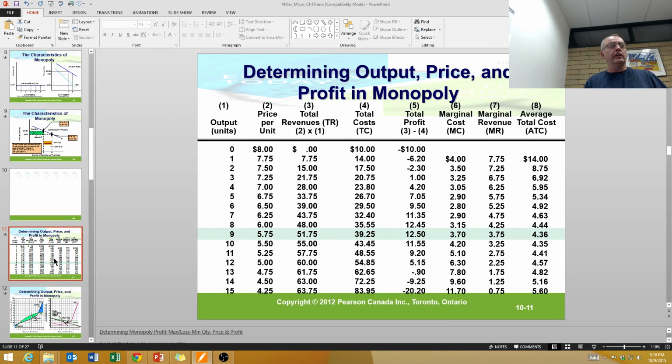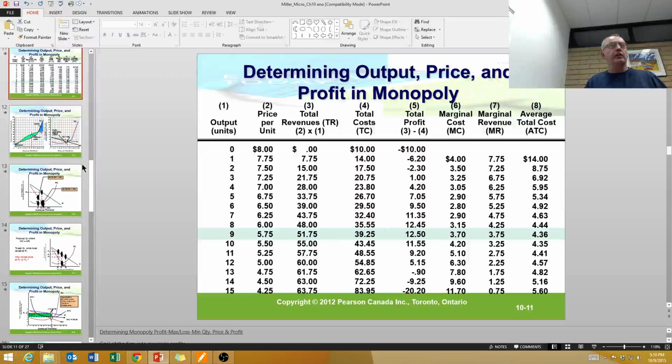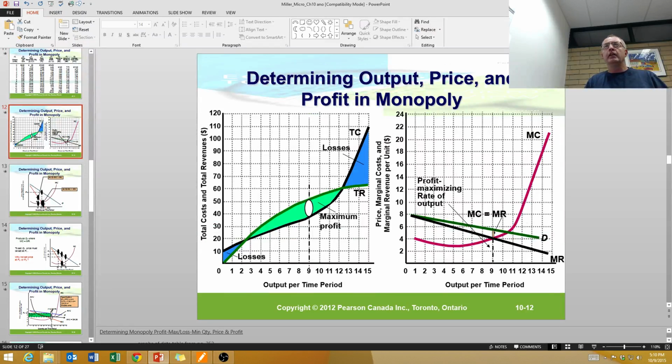So of course we can chart all this stuff, we can chart all that data, and we can see the same thing visually. And so that's what we do in this diagram here. So here's the total revenue, total cost, total profit approach. So our profit maximizing quantity is the point on our diagram where the vertical distance between total revenues is greatest over total costs.